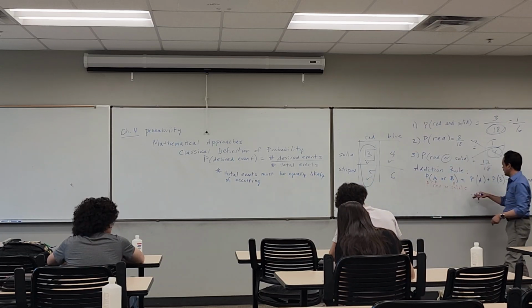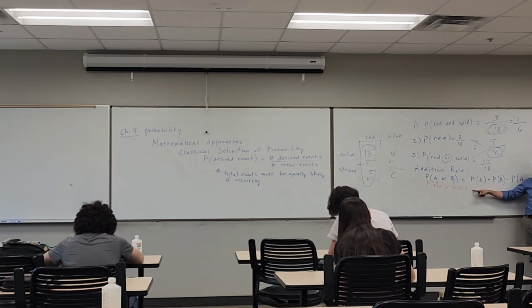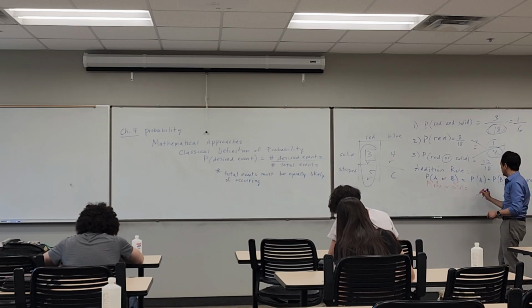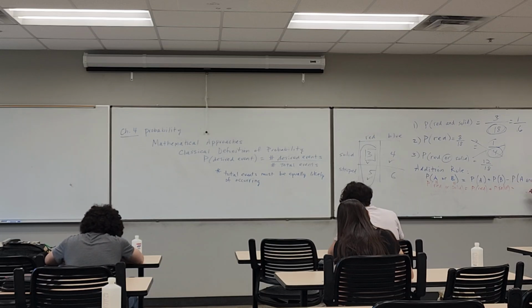If you're expanding this out using the addition rule, then probability of A represents the probability of what in our situation? Red. Yes, probability of red, because event A is red. And then plus the probability of B, which would be what probability? Yes, plus the probability of solid. And then minus the probability of A and B, which in this case is what? Red and solid. Yes, red and solid.